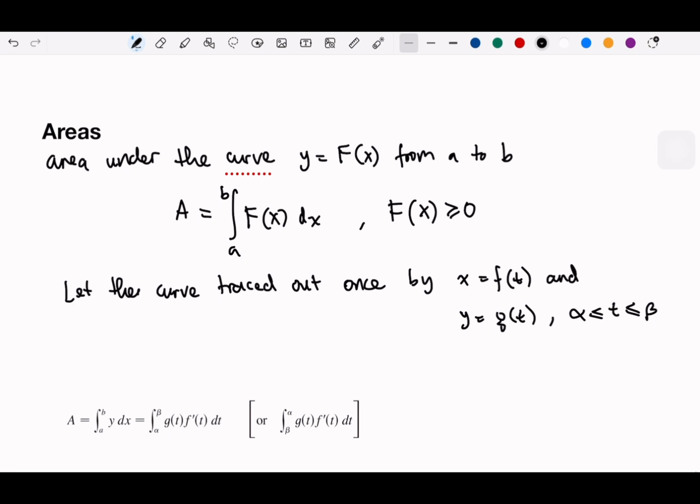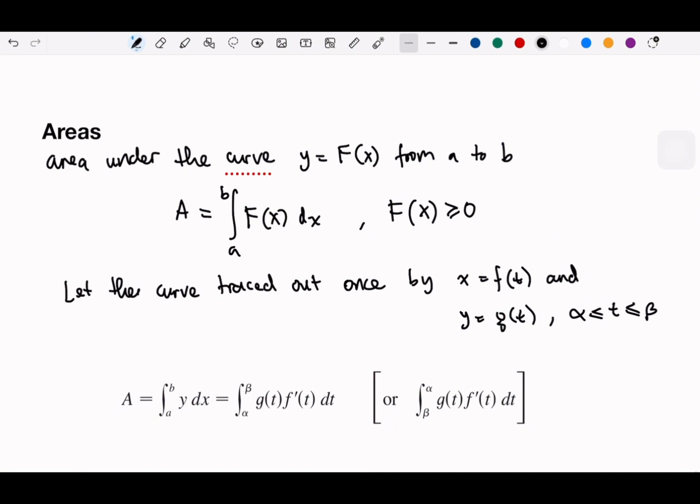Now we can calculate the area for the f of x. Since f of x is y, we could substitute like this. Let me make it bigger. We could substitute y with g of t, and dx we could take from here and write f prime of t dt. Let me write here to help you out. What does that mean? We have x, so if we differentiate this with respect to t, we have this.